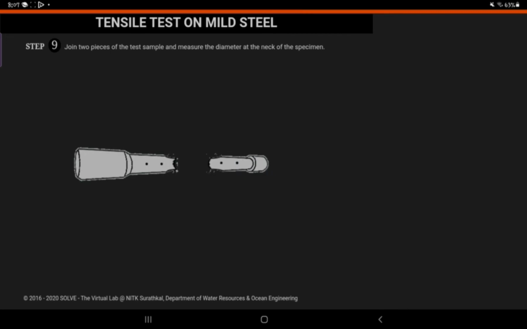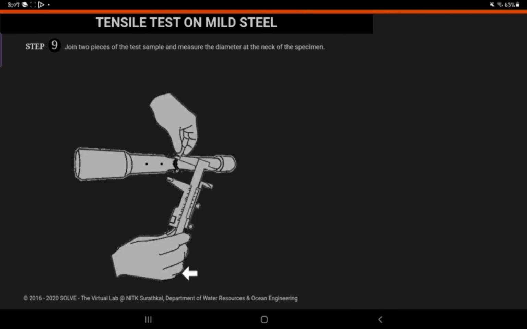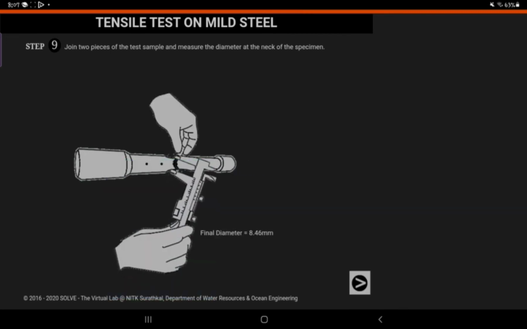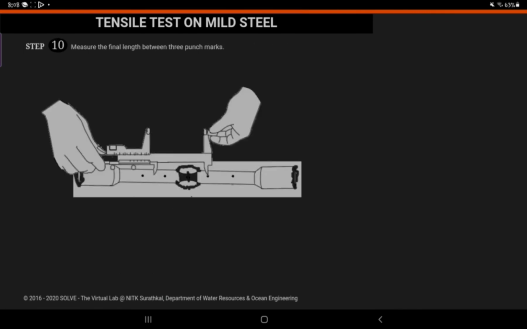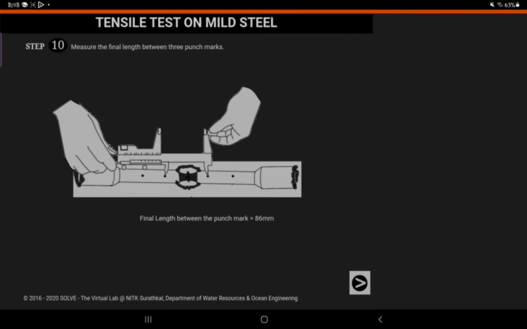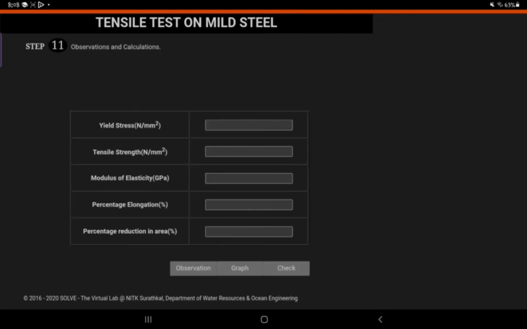For step 9, join two pieces of the sample and measure the diameter at the neck of the specimen. So final diameter is 8.46 mm. And then measure the final length between 3 punch marks. It is 80.